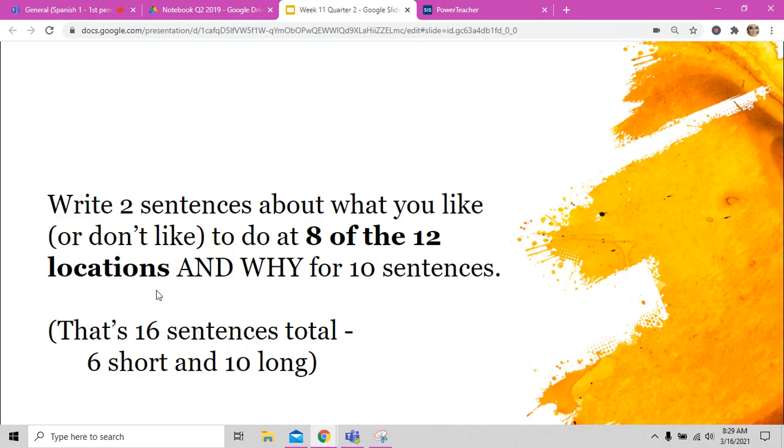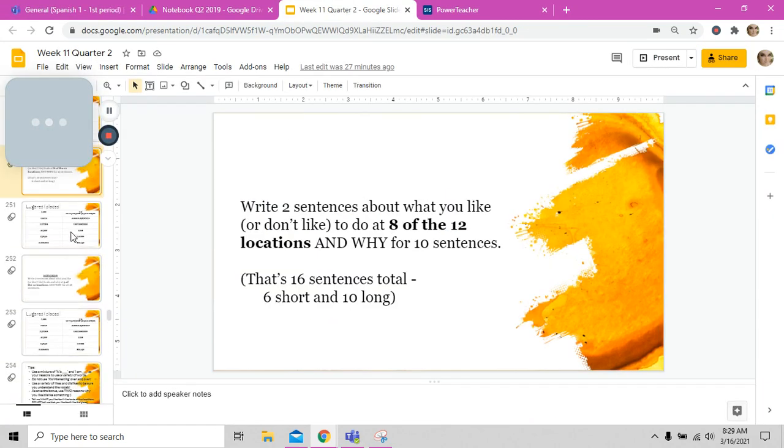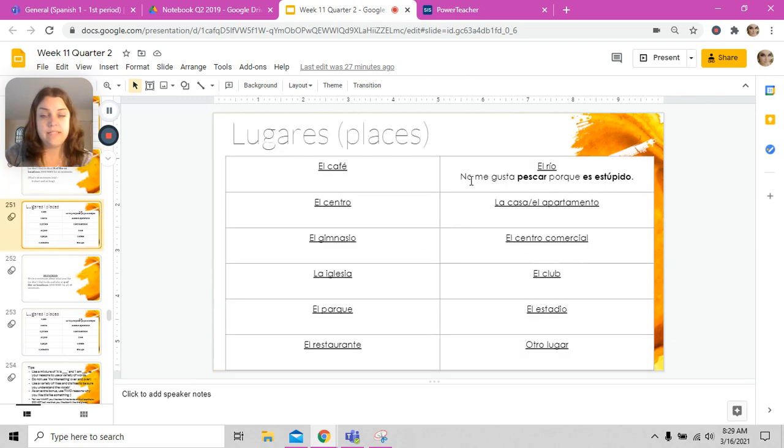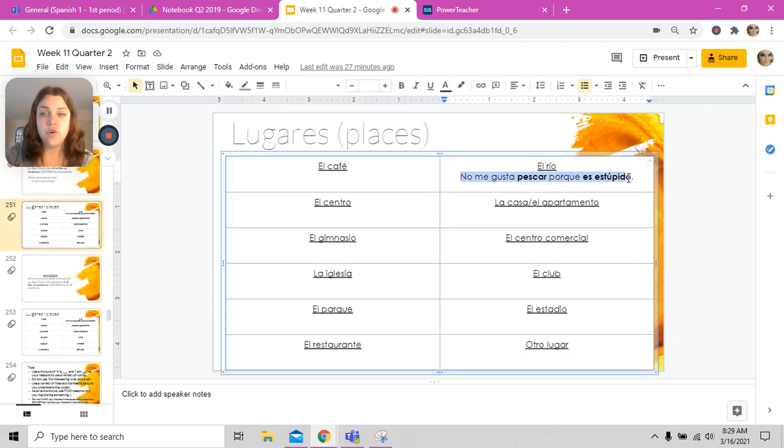So I'm going to give you an example first, and my example is on your page. It says, no me gusta pescar porque es estúpido. And I put that at el río. So at el río, at the river, I said, no me gusta pescar porque es estúpido.